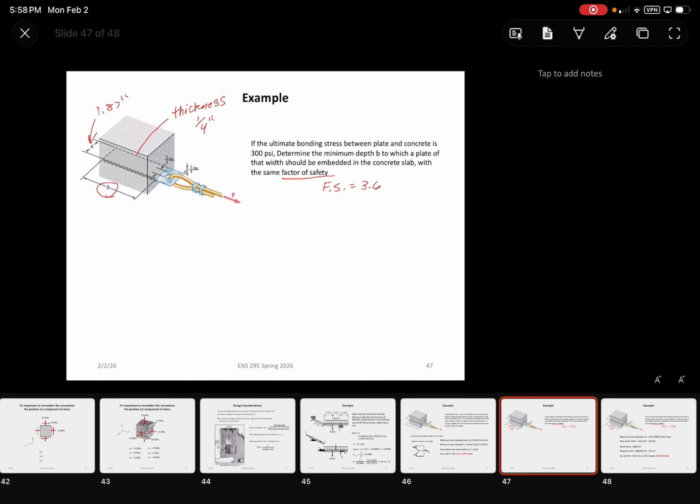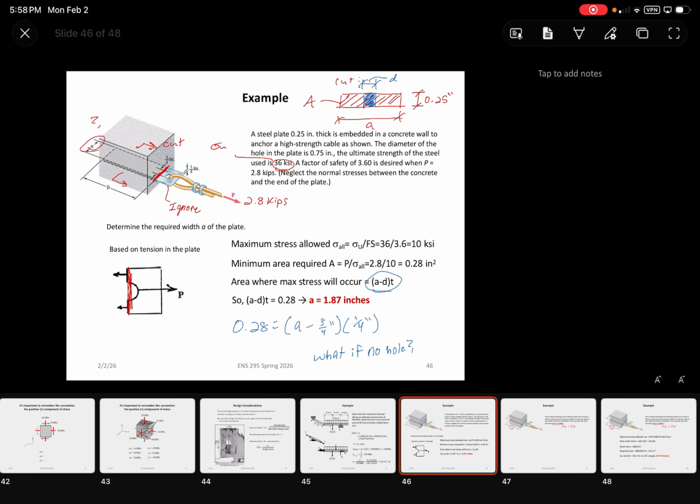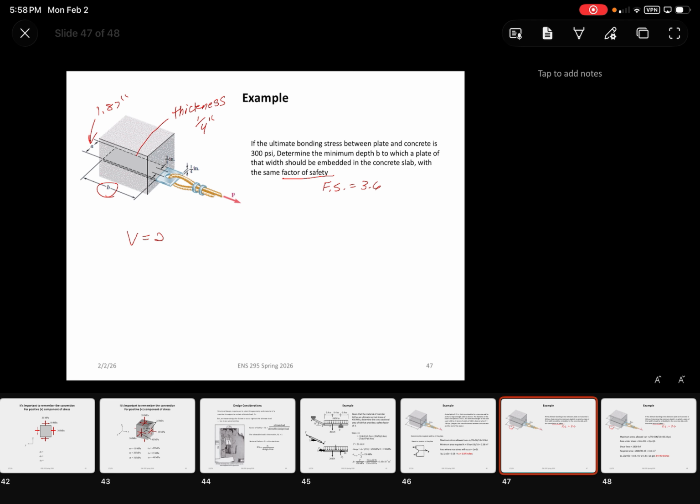How do you get that? In the problem before, we used P divided by sigma allowable. So I did the same, but instead of sigma, it was the shear stress. Yeah, so the shear force in this case would just be that P value, which was 2.8 kips.